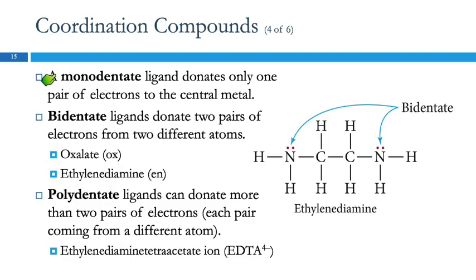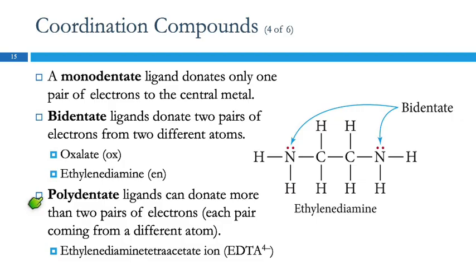Many of the ligands can only form one bond, donating only one pair of electrons, and those are called monodentate. I don't know why dentate reminds me of biting, but monodentate donate one pair of electrons. Bidentate donate 2 pairs of electrons. So oxalate and ethylene diamine are both bidentate. We have ethylene diamine. It's got a lone pair over here and a lone pair over here. And so it can use both of these with the same metal ion and form 2 bonds.